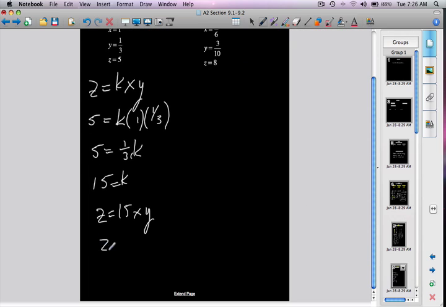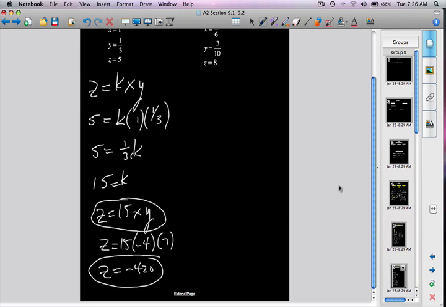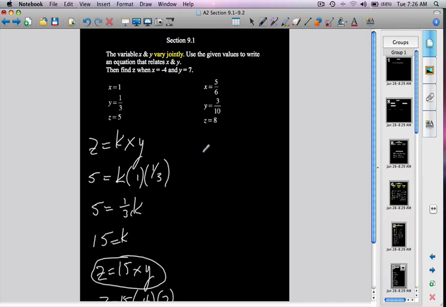So z would be equal to 15 times negative 4 times 7. Here's my solution for writing the model. So z would be equal to negative 4 times 15 is negative 60, times 7 is negative 420. And there we go. One more time doing the same thing. z was 8 when x was 5/6 and y is 3/10.